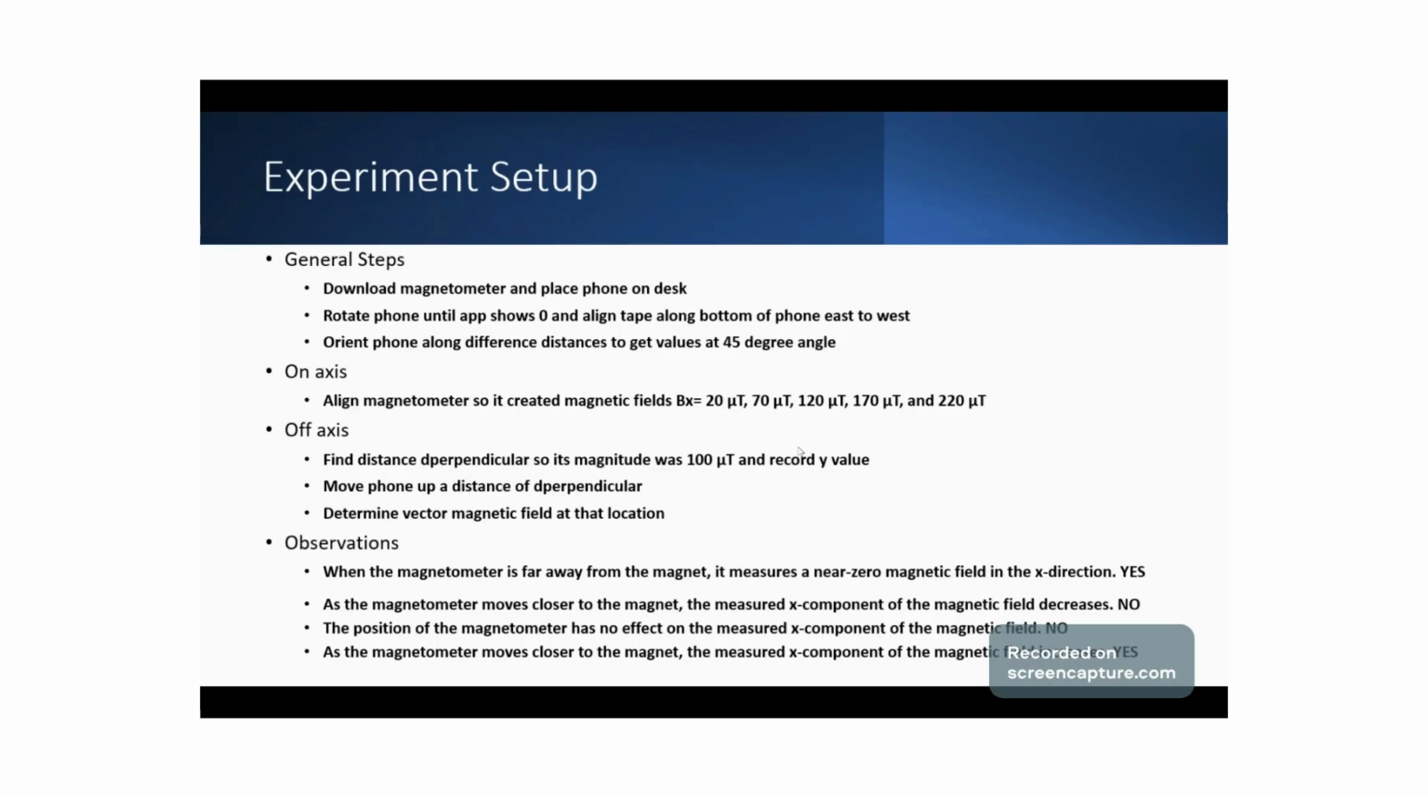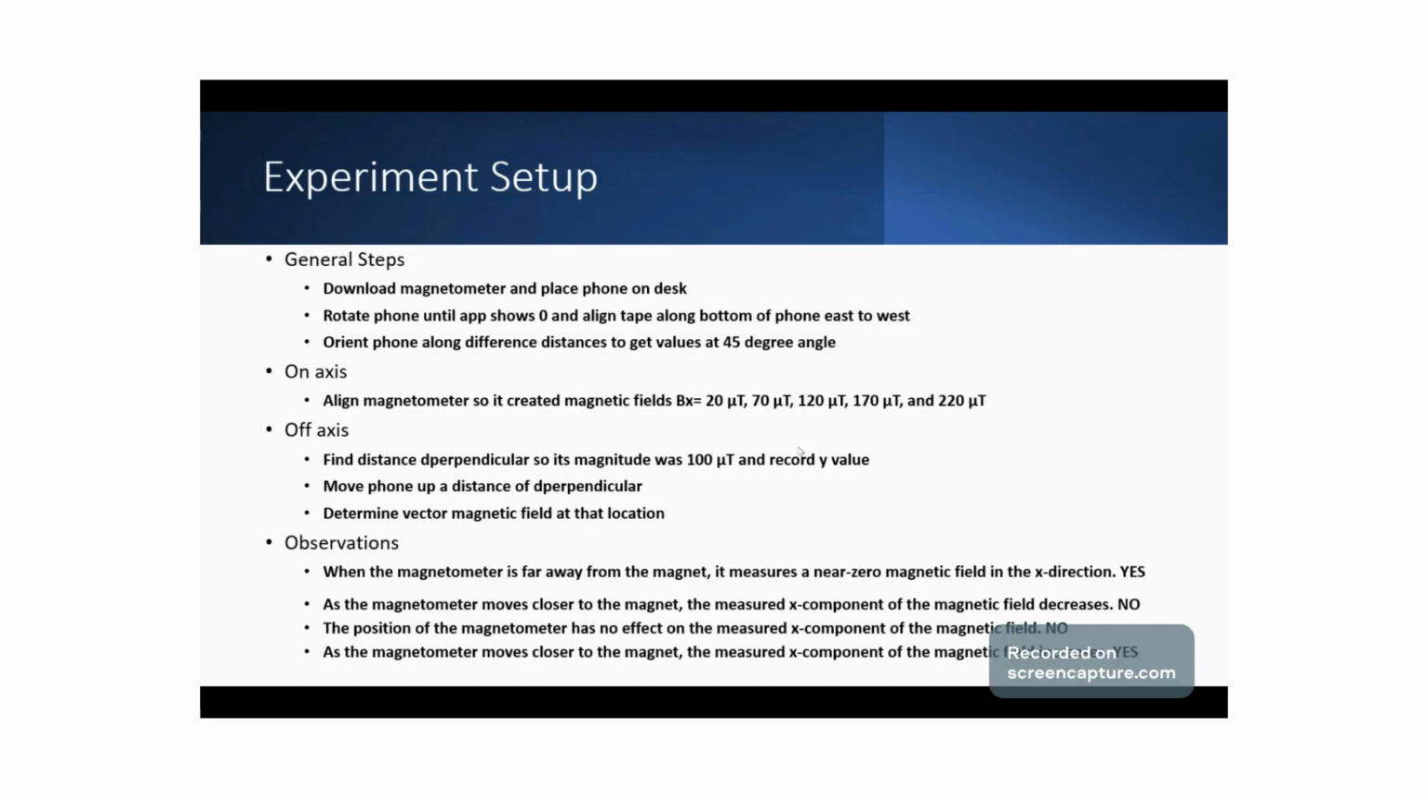I started by downloading the magnetometer app onto my phone. I then placed my phone on my desk and rotated it until the app showed 0. Then I aligned my tape along the bottom of the phone east to west and oriented my phone along different distances to get values at a 45-degree angle. I put all of this data into the Excel file.